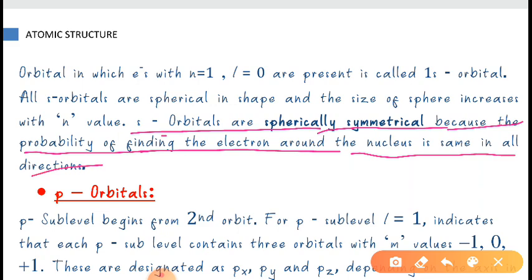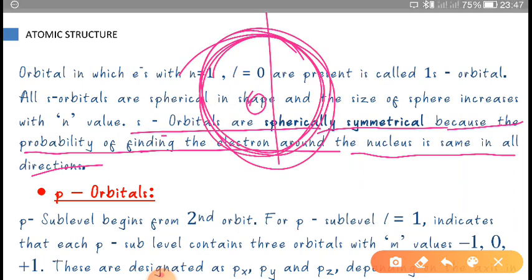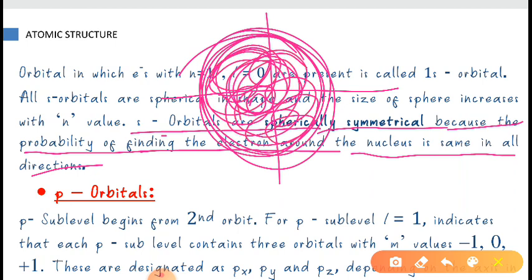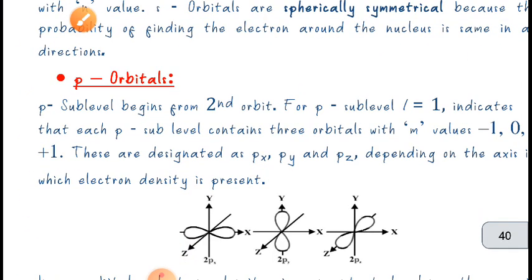This is why the s orbital is spherical in shape: in an s orbital the probability of finding an electron is everywhere. Suppose this is a nucleus and this is an s orbital. As the s orbital is spherical, the probability of finding an electron in the s orbital is everywhere. So this was about the s orbital.